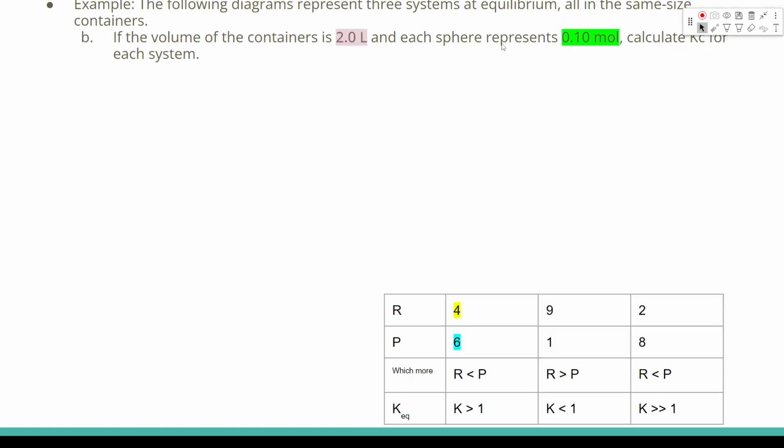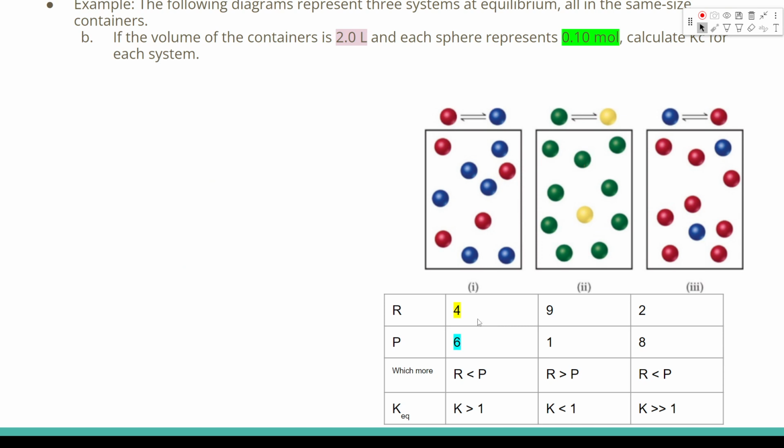All right, ready? Here we go. So I have the values here. I talked about where there's more products versus reactants. As a reminder, we're using the ratio for K. So K equals products over reactants. And so if I have more products, K is going to be higher than 1. And if I have more reactants, then K is less than 1, and so on and so forth. Cool. And so we're going to go ahead and do the second part of this problem.